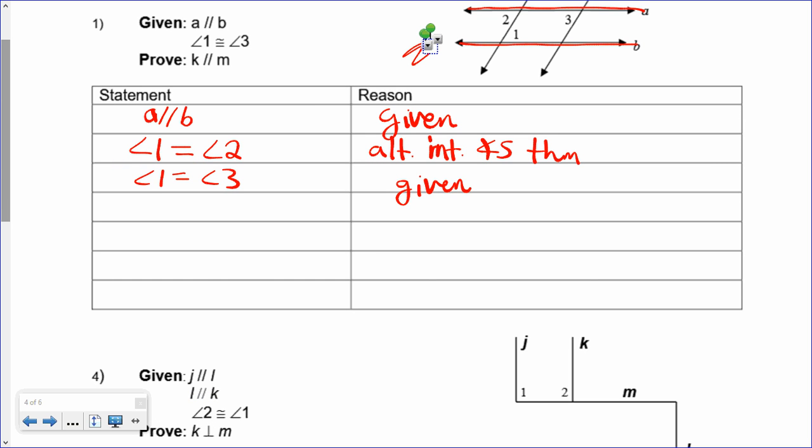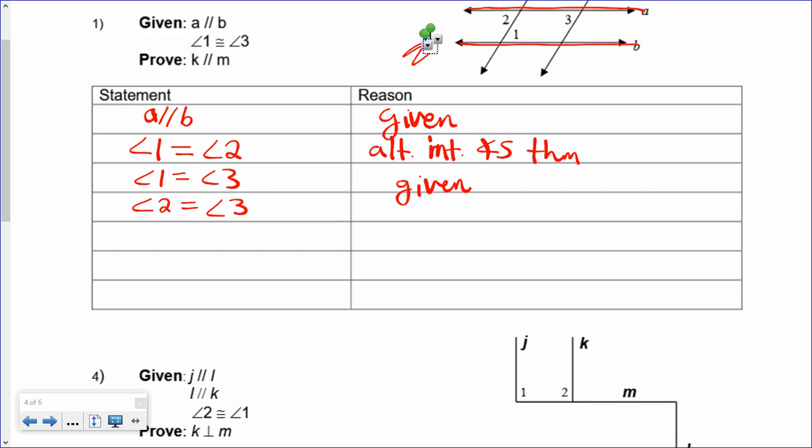What can I conclude now? I'm bringing in new information, so what can I say now? Yes. Angle 2 equals angle 3. Now, I had a lot of people in my third period that were fussing when I said this, but remember, you can use substitution and transitivity interchangeably when you're talking about equal.